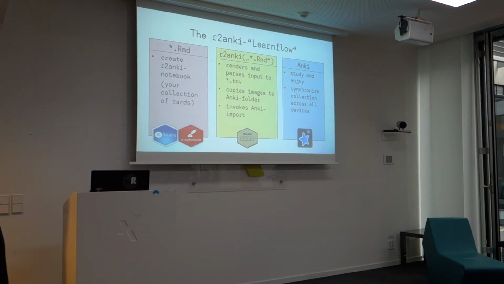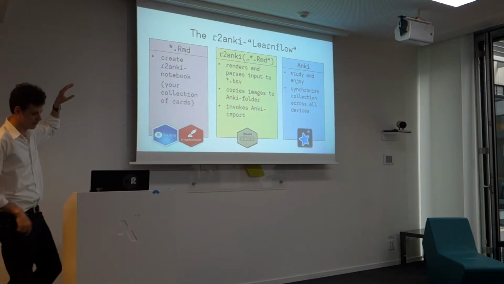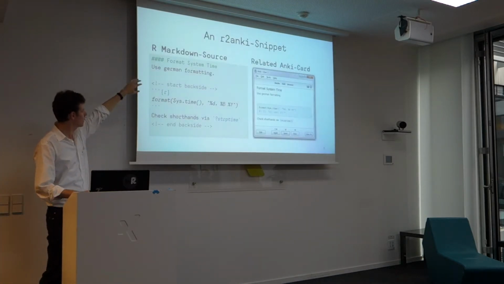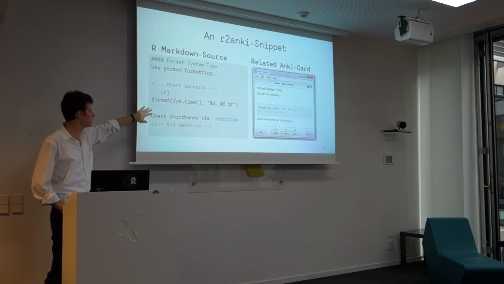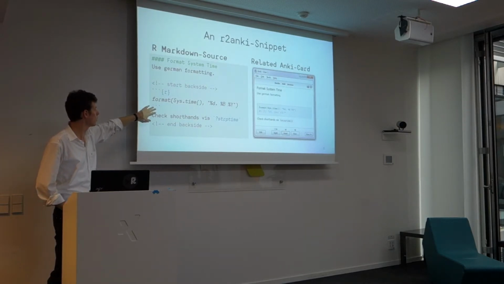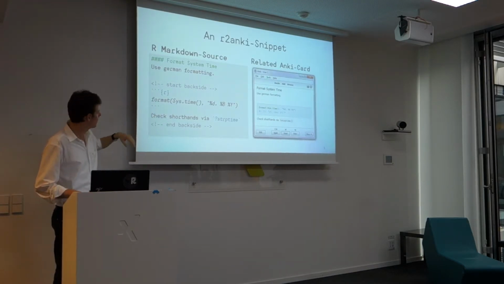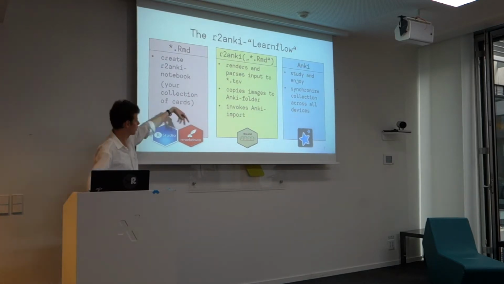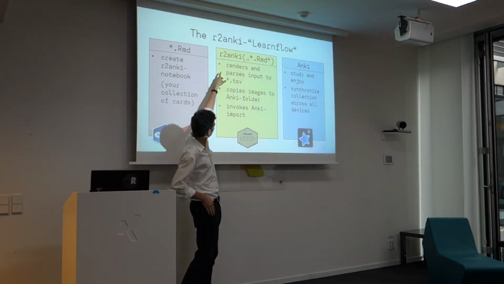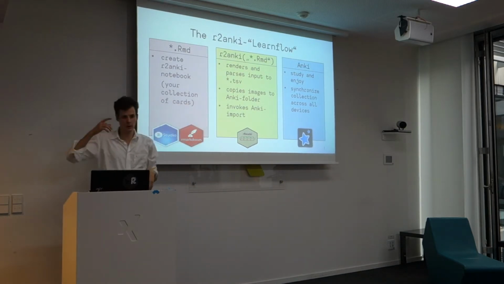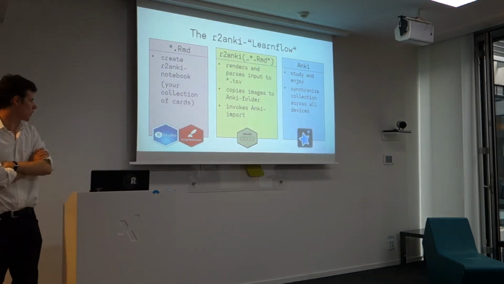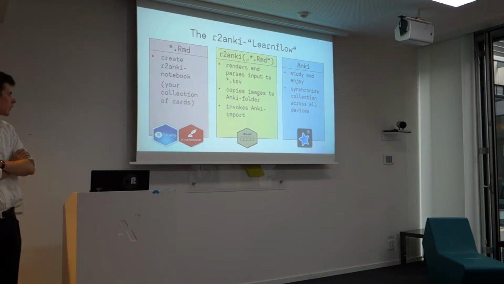Then you have a workflow which looks like this. One R Markdown document possibly contains quite a lot of cards like this, and then you call the r2anki function, which comes in the package, and that will translate all the R Markdown code into a deck of Anki cards, and load Anki automatically for you. Then you are in Anki, and you can study there.